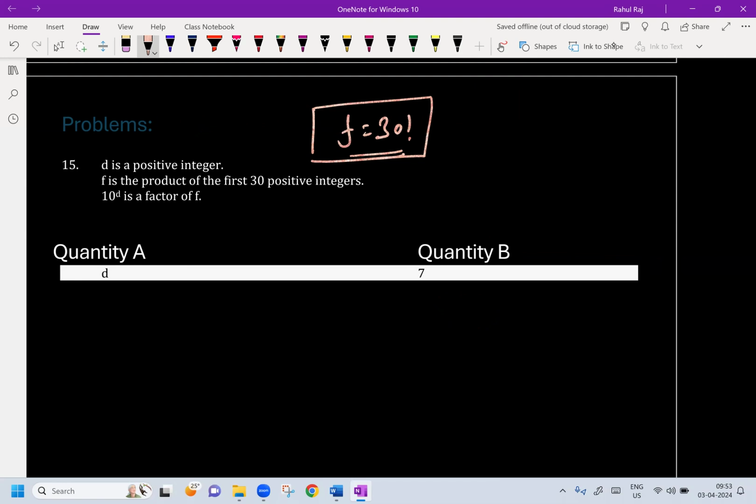How will you tell me that? How can you say whether this is a factor of 10 or not? To understand if it's a factor of 10, I'll have to see how many zeros are at the end of 30 factorial. So my first job is to take that out.